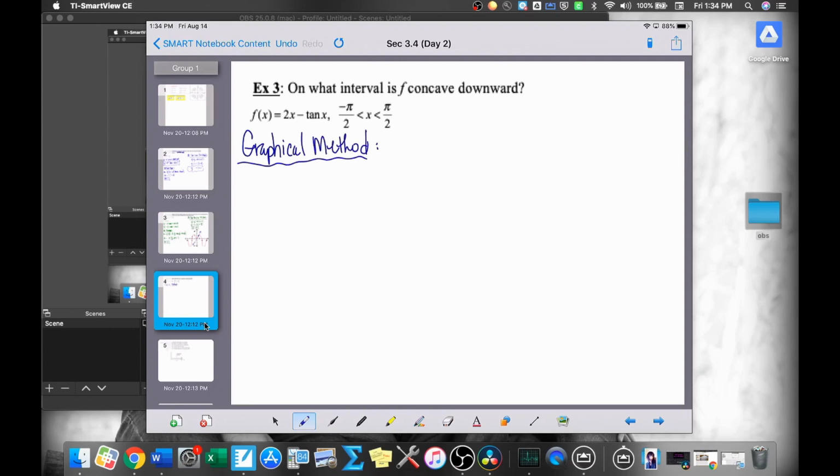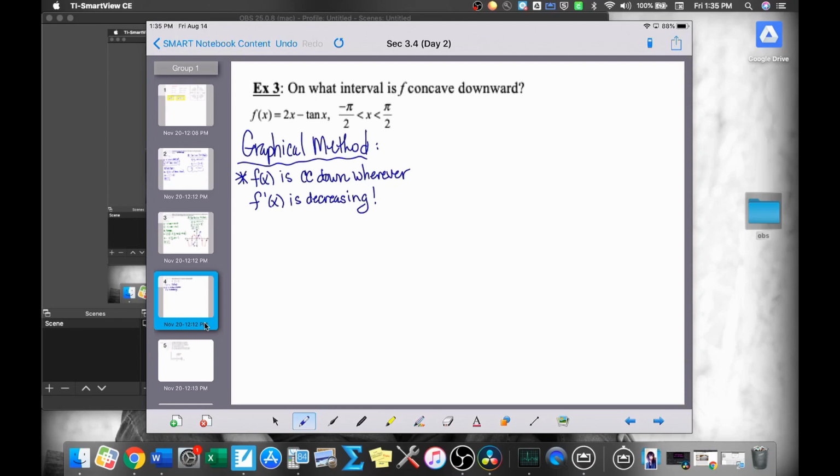And for the graphical method, what we have to realize is that f of x is going to be concave down wherever f prime of x is decreasing. Let's write that down. f of x is concave down wherever f prime of x is decreasing.